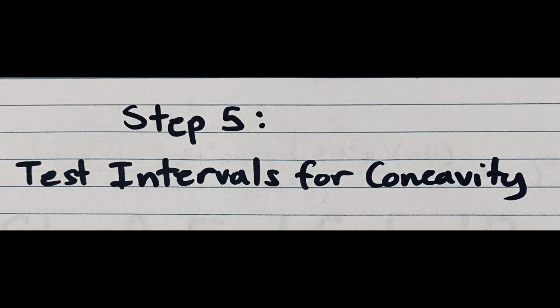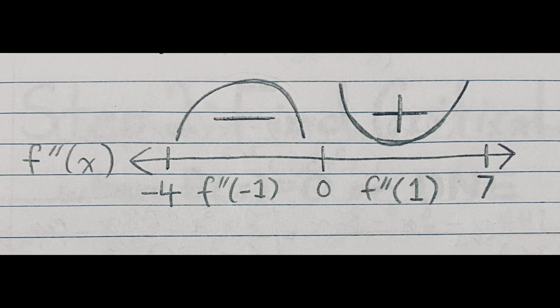So next thing we should do is test the intervals for concavity. So I drew another number line with the endpoints, -4 and 7, and also the inflection point that I found, which was x equals 0. And then I plugged in some x values, like -1 and 1, into the second derivative to test for concavity in those intervals. So for the first interval, I found that it has a negative concavity, and the second interval was positive.